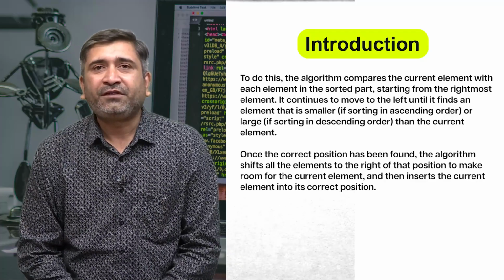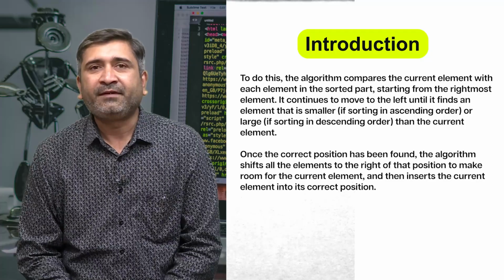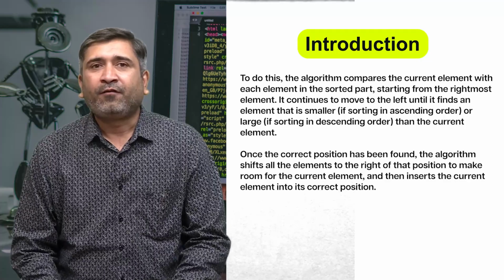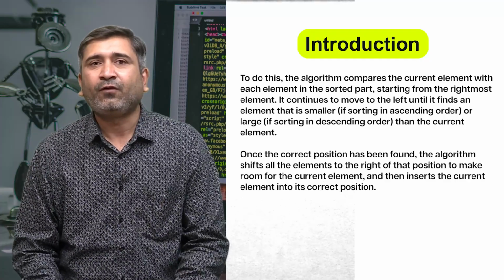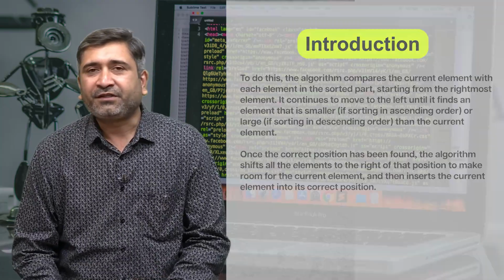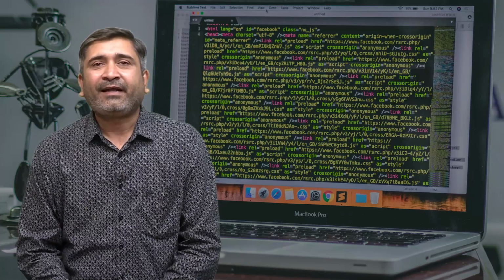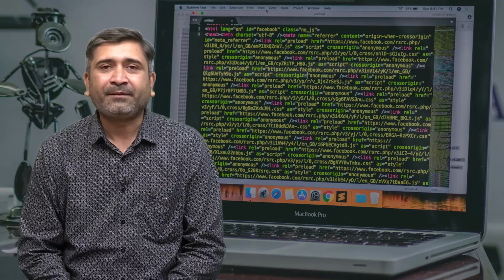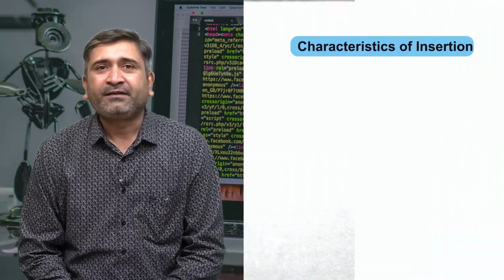Once the correct position has been found, the algorithm shifts all the elements to the right of the position to make room for the current element, and then inserts the current element into the correct position. In all the previous slides we have explained almost the common concepts. We have a few characteristics of our insertion sort.